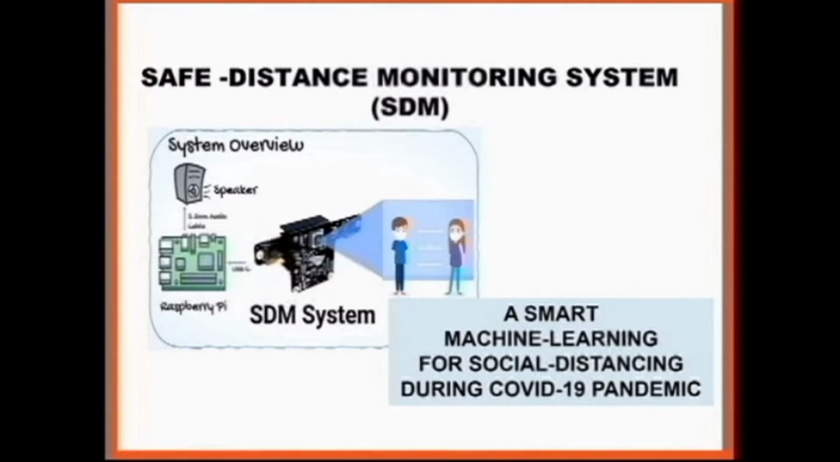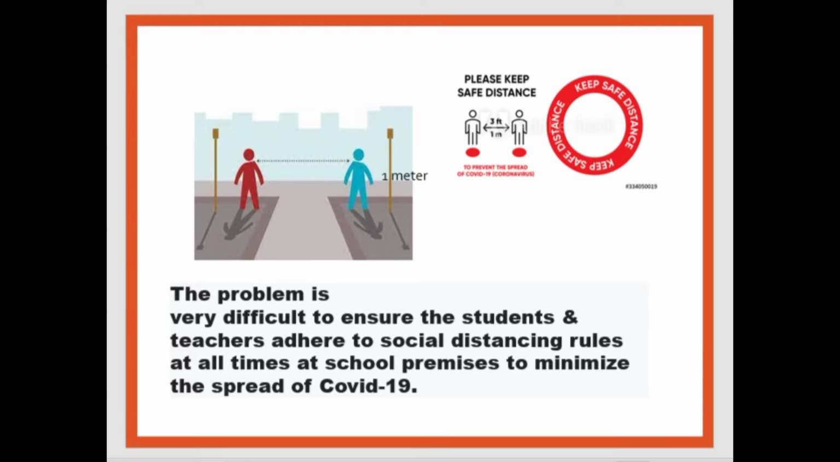The safe distance monitoring system is a system to ensure that people always follow the social distancing rule at all times, because it is very difficult to ensure that people adhere to the social distancing rule.